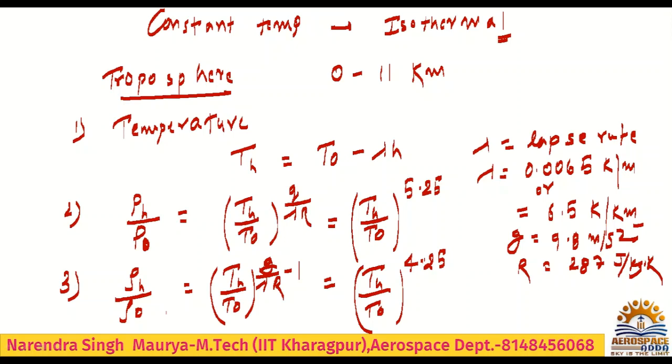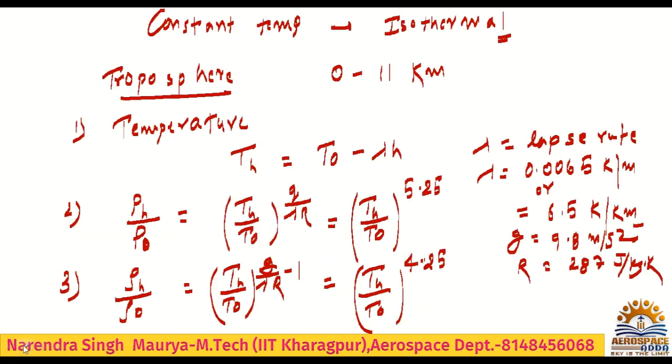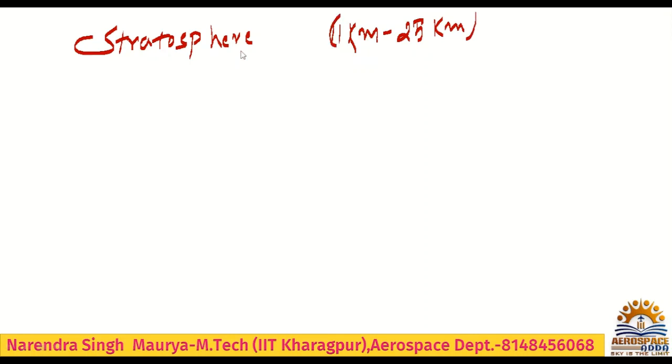So for the stratosphere, I will write the value, because this question is for stratosphere. It is mentioned isothermal layer. Just for reminding purposes, for troposphere this is the formula, but this question is for stratosphere, so I will erase this. I will write the similar formula for the stratosphere, because the troposphere formula many times I have given. So it is from 11 kilometer to 25 kilometer.